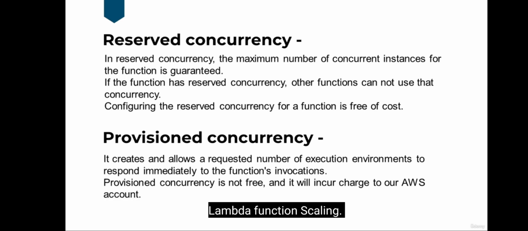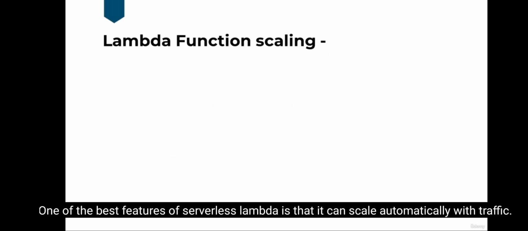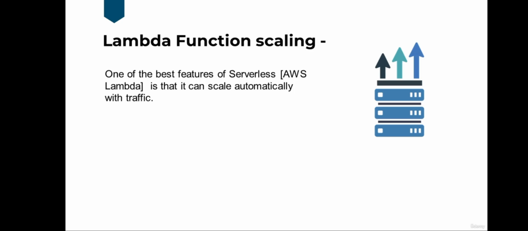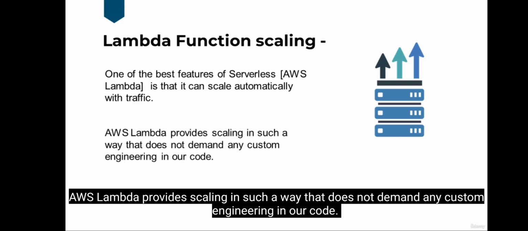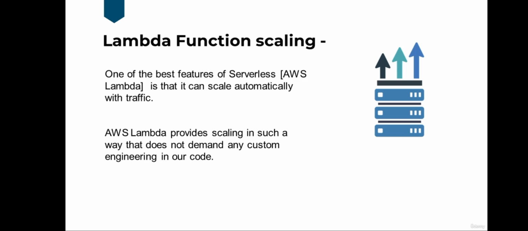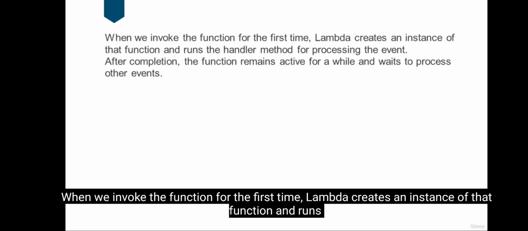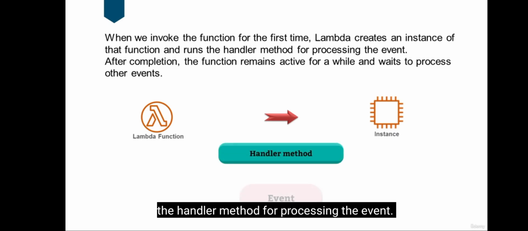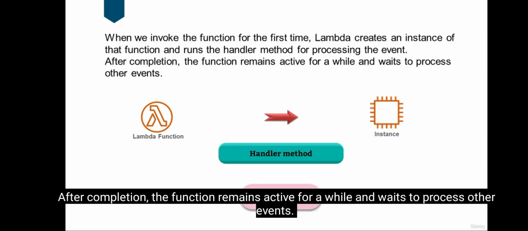Lambda function scaling. One of the best features of serverless AWS Lambda is that it can scale automatically with traffic. AWS Lambda provides scaling in such a way that does not demand any custom engineering in our code. When we invoke the function for the first time, Lambda creates an instance of that function and runs the handler method for processing the event. After completion, the function remains active for a while and waits to process other events.